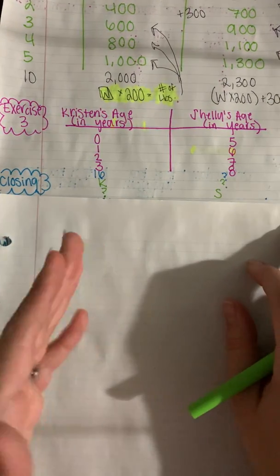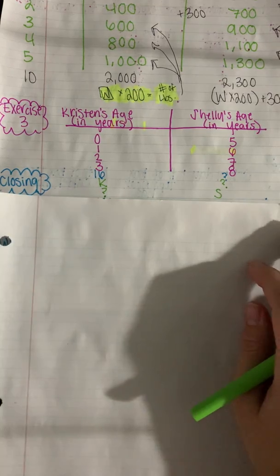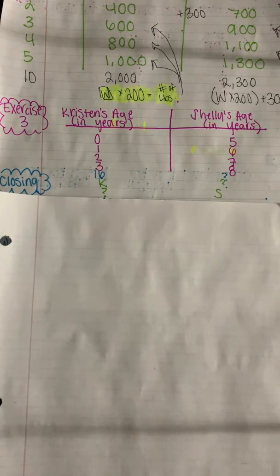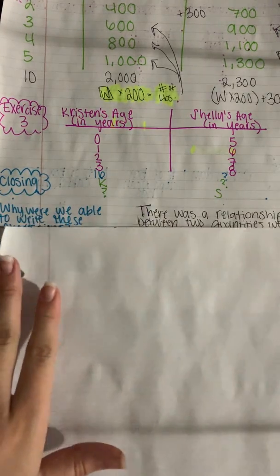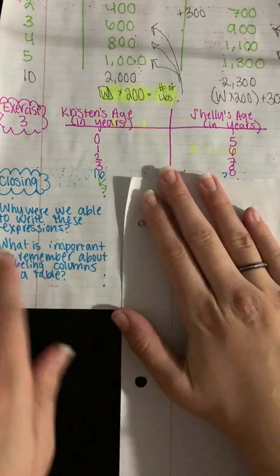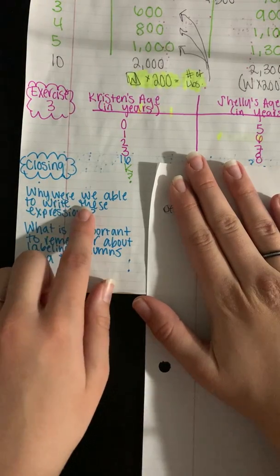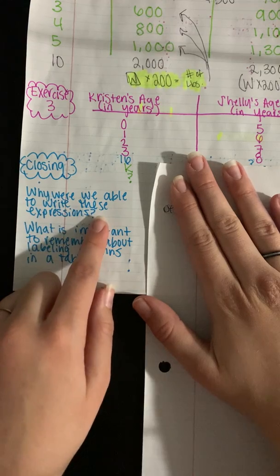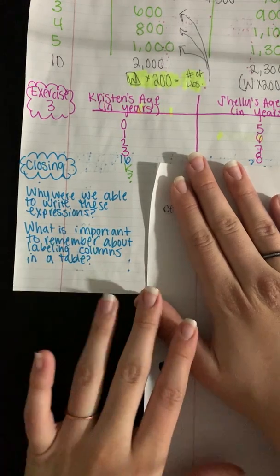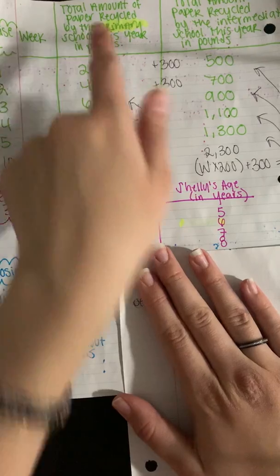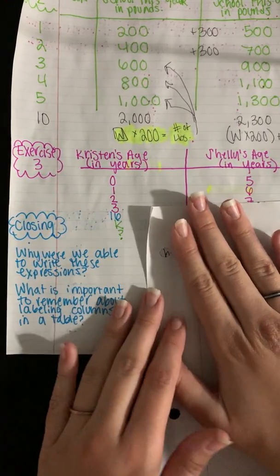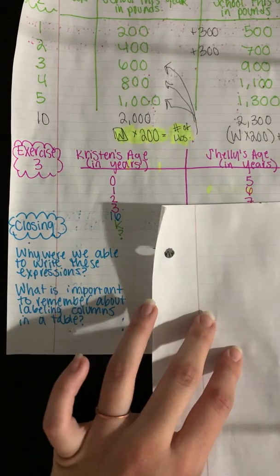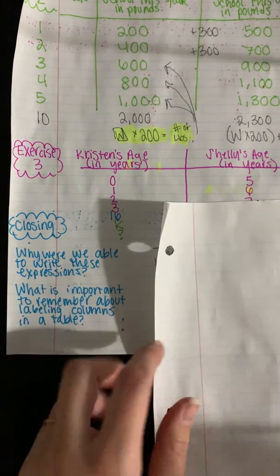I'll put the answers up at the very end of the video so you'll see the closing first and then the solutions to those problems, and you can see if you were on the right track or not. But first, before you start that with your team, here's the closing. So there are two questions. Why were we able to write these expressions? And what is important to remember about labeling your columns in a table? So I have some sample answers for you for the closing. You can jot down your own ideas, but the sample answers look like this.